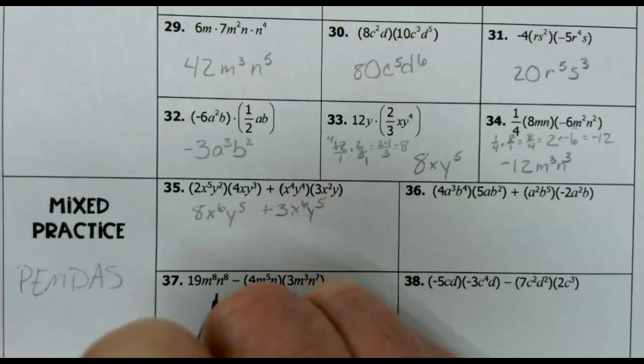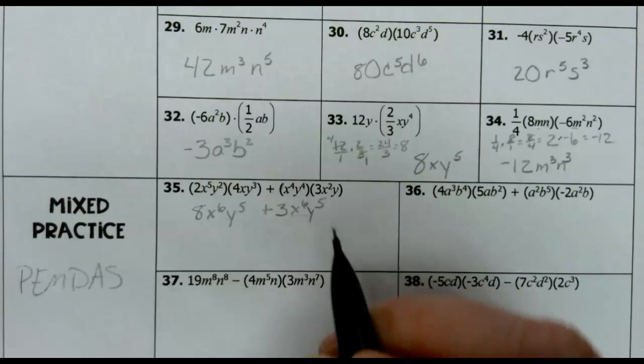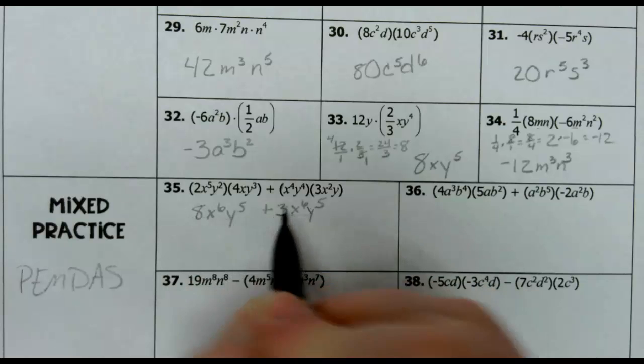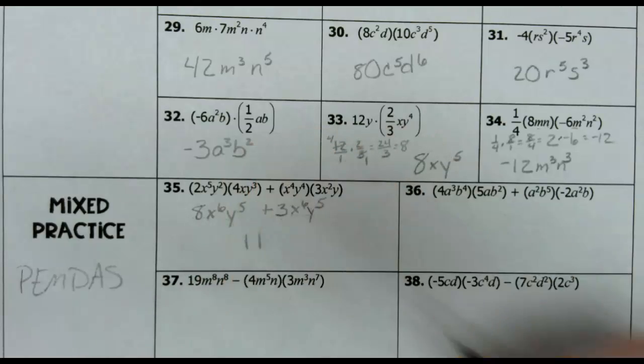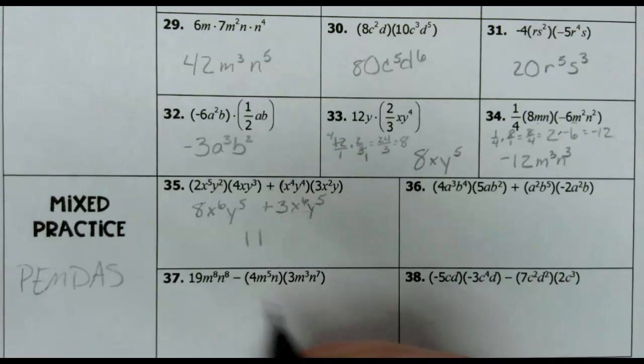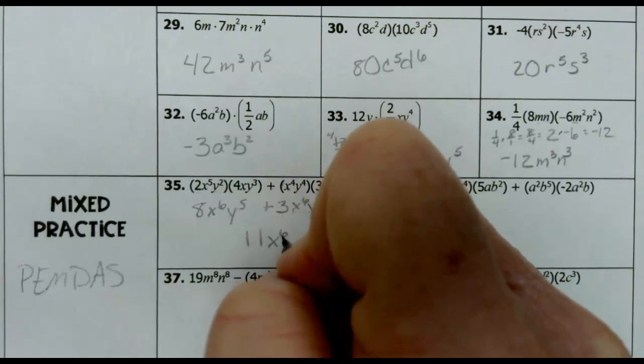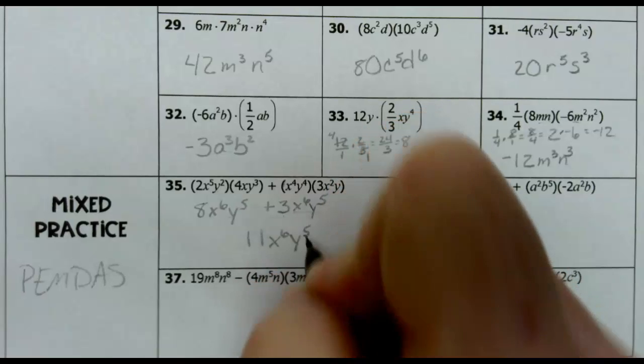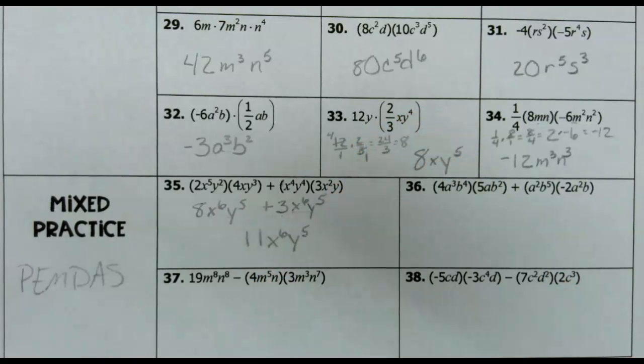Remember, when we combine like terms in adding, we do not change exponents. We just add the coefficients. 8 and positive 3 are 11. Coefficient 11, exponents here. X to the 6th, y to the 5th. Again, we did not change them because we're adding them. We do not change exponents when we are adding and subtracting. We just combine like terms.